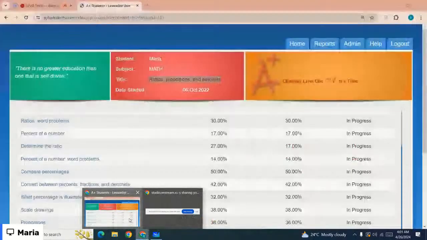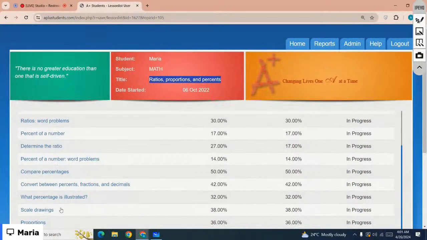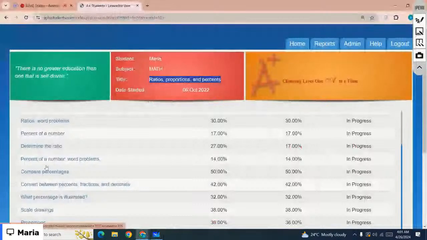Okay, here I'm on grade 5 math. The chapter we are on right now is ratios, proportions, and percents. Let's just start with the first lesson, that is determine the ratio.